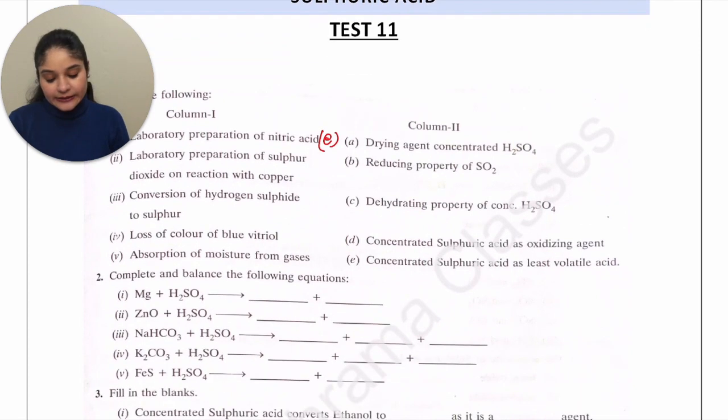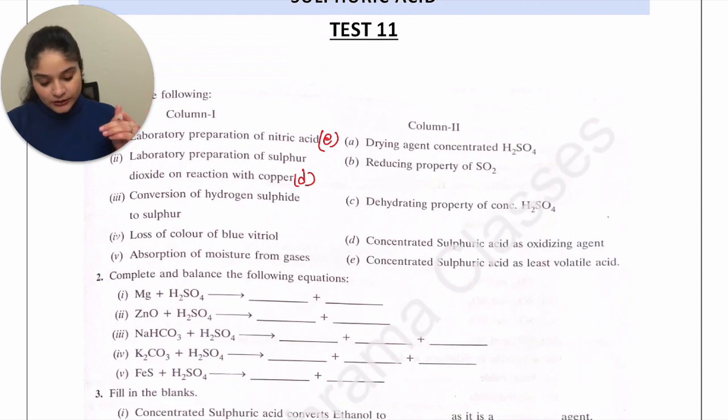The next is, I hope now you got a gist of how to answer the questions. So we'll go a bit quick on the next options. The next is lab preparation of sulfur dioxide on reaction with copper. So when it's reacting with copper, it is an oxidizing agent. So lab preparation of sulfur dioxide on reaction with copper, we are using an oxidizing agent. So the answer would be D for this.